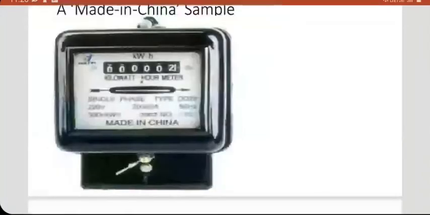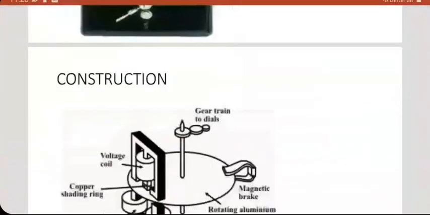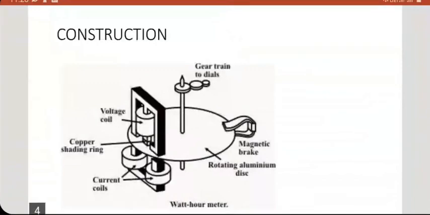This is how it looks. This is a made in China sample. I think India is also producing these in large numbers nowadays. This is the construction. There is a disc, aluminum disc. Instead of a coil, we make a disc for mechanical reasons. There is a voltage coil, at least one, and there are two current coils.